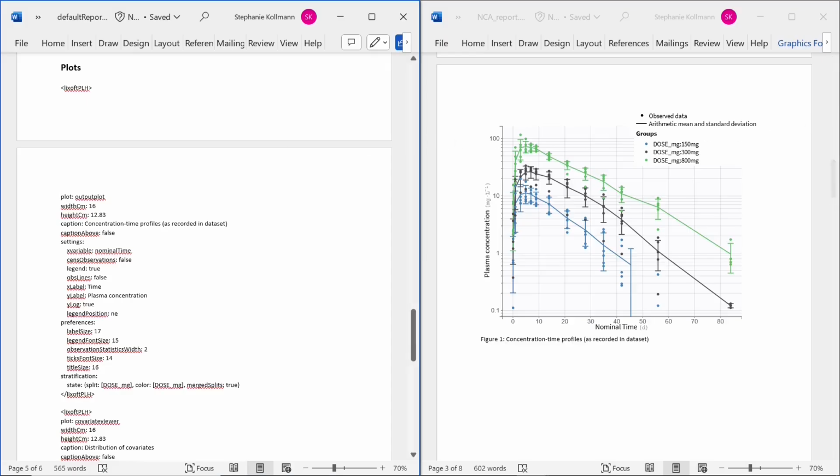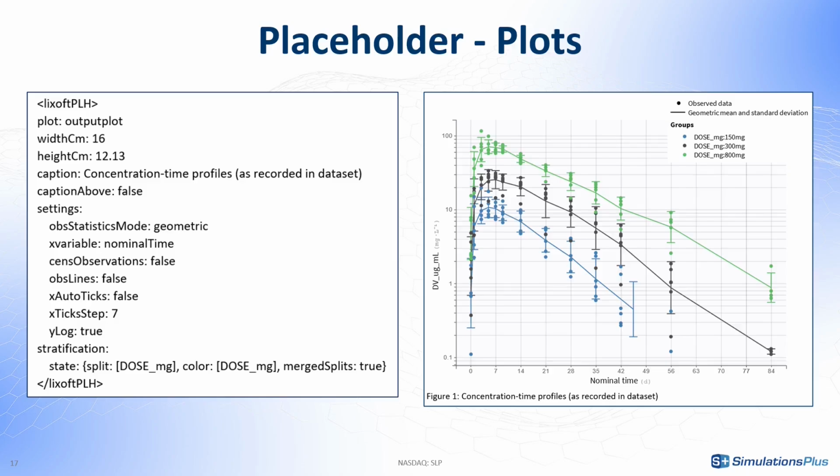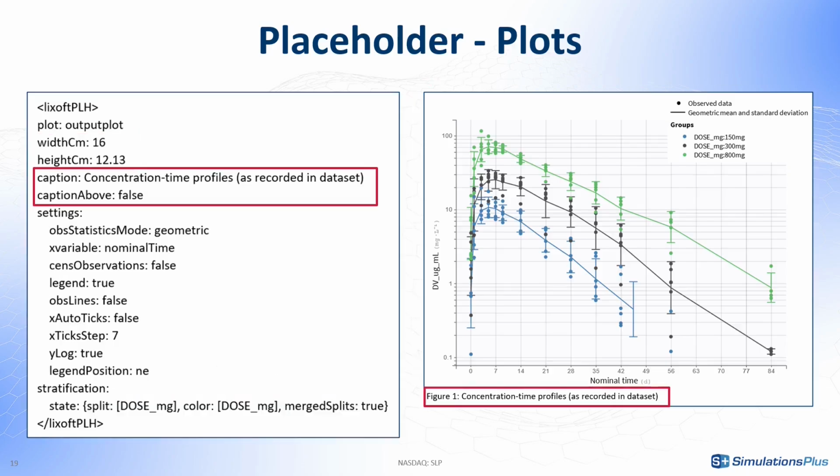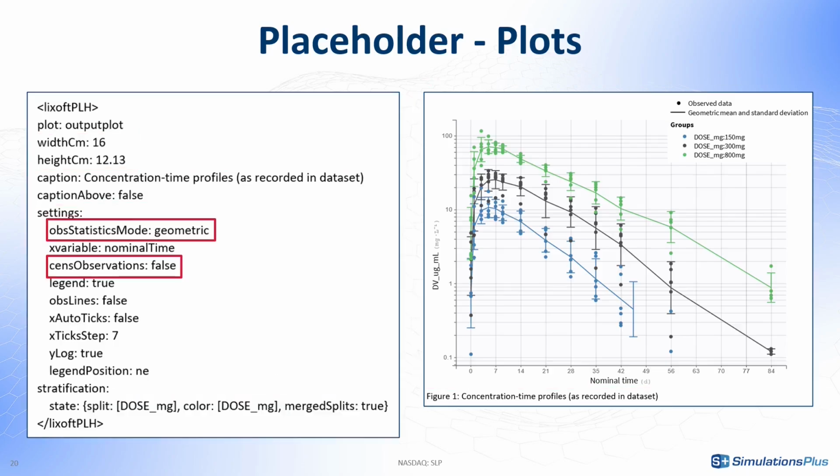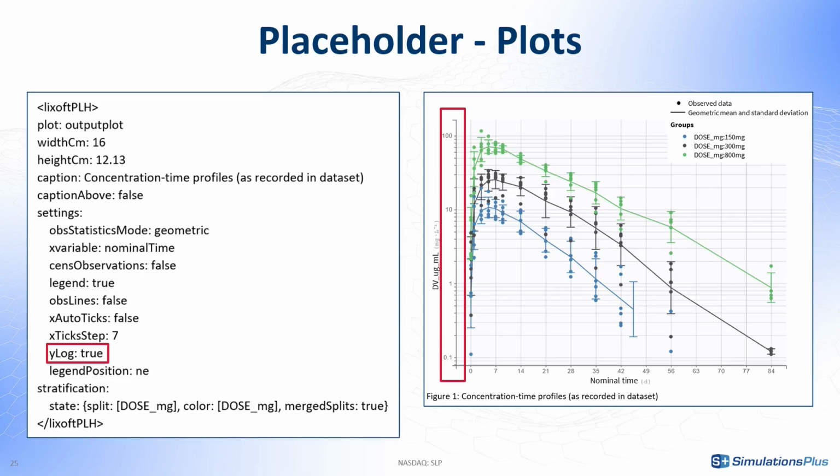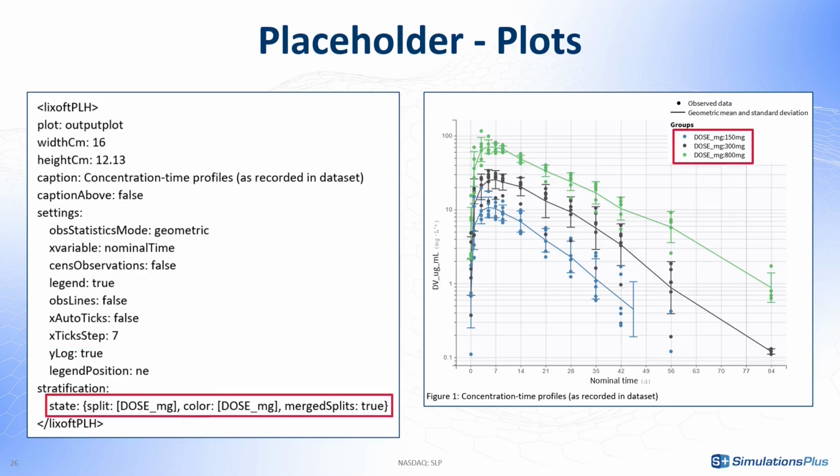Scrolling down to the time profile spaghetti plot, we find the plot placeholder with all its settings. Let's compare them. The arguments represent various properties and settings. These include dimensions, caption and placement, summarizing metric, display of censored data, time vector on the x-axis, legend display, individual profile display, time axis ticks, y-axis log transformation, and the covariate used to split the trend lines.